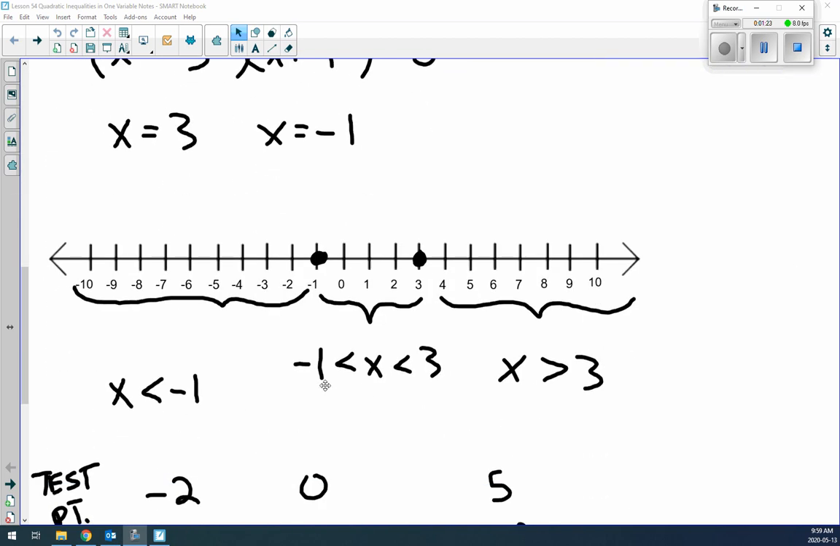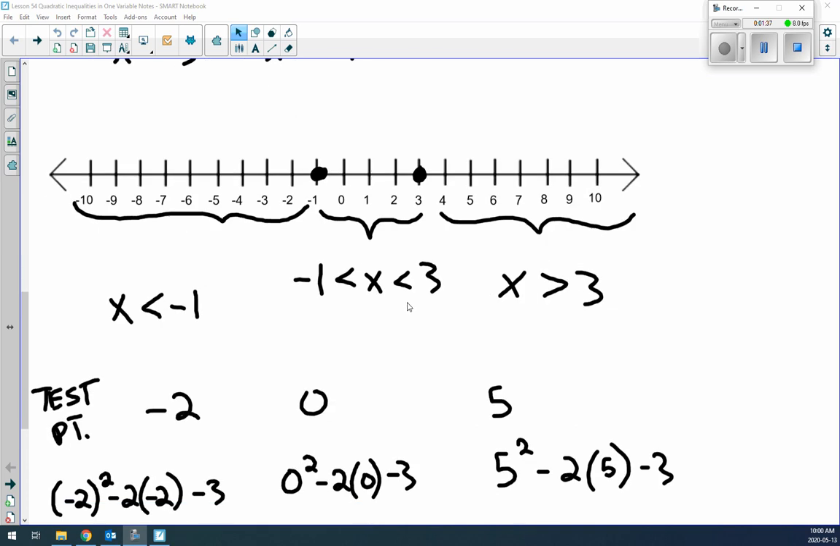So basically what we're looking for is answers either below this, between these two, or above it. And it's always going to be in a pattern. It's either going to be on the outside, both sides, or it's going to be in the middle. So what we do is we put it on a number line. We put our points here. Now we put the inequalities here.